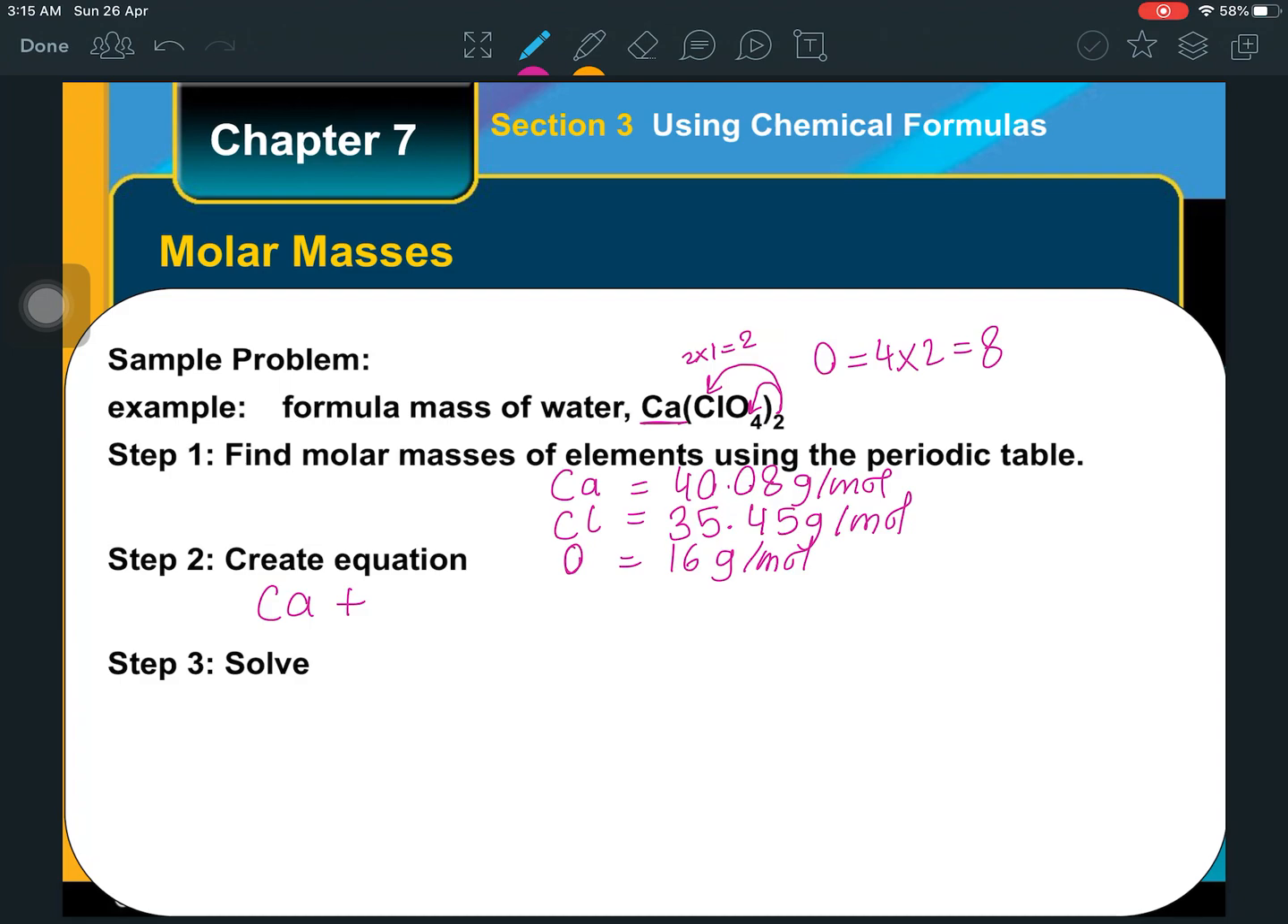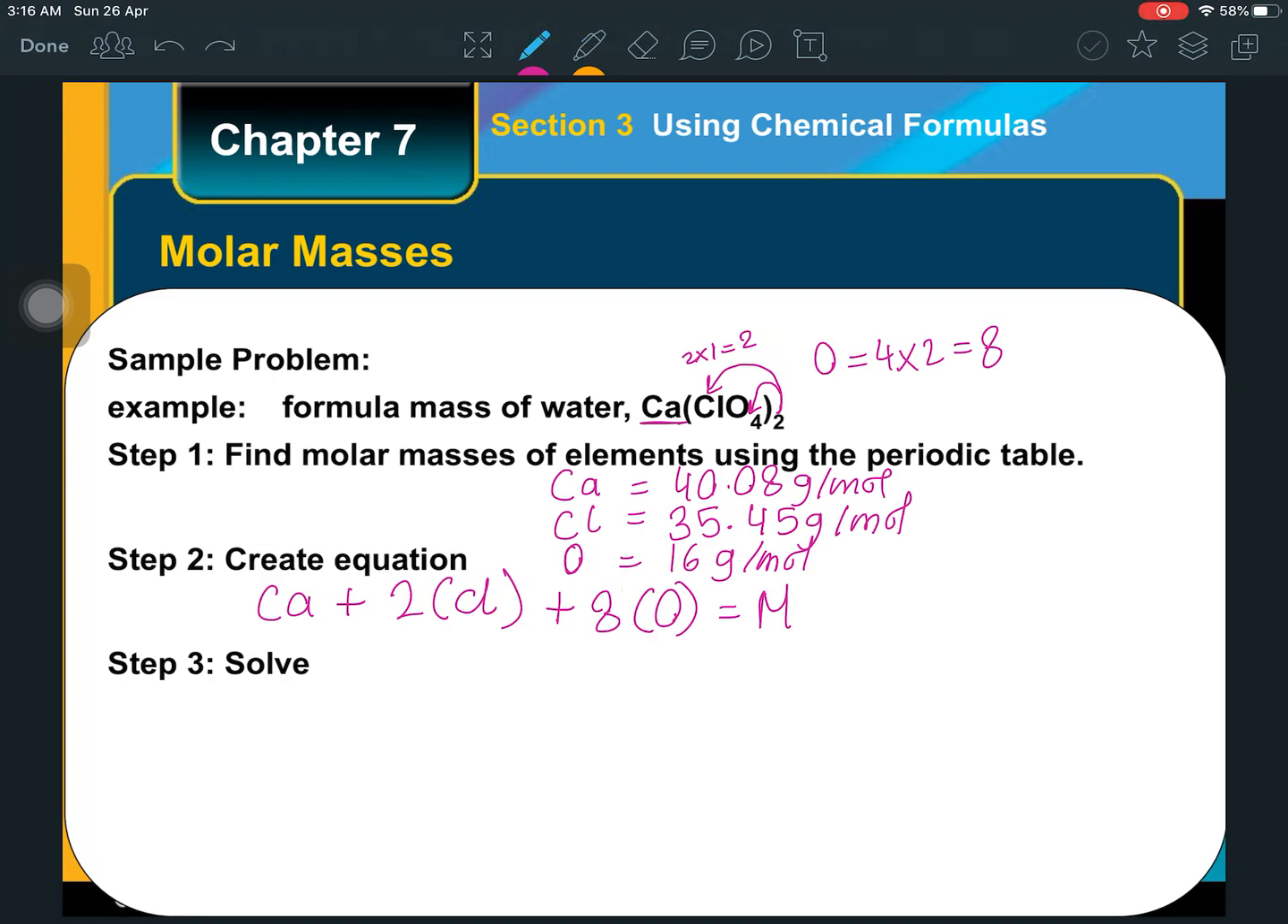Calcium plus 2 times chlorine. Remember, we're doing this because there are 2 chlorines because of this little number right there, okay? And then we're going to add the 8 oxygens, okay? And this is going to give us our molar mass. Remember, this number 8 came from here because it's 4 times 2.